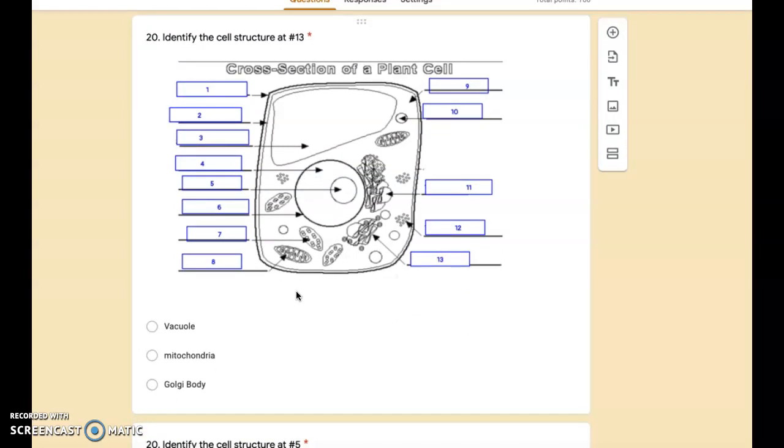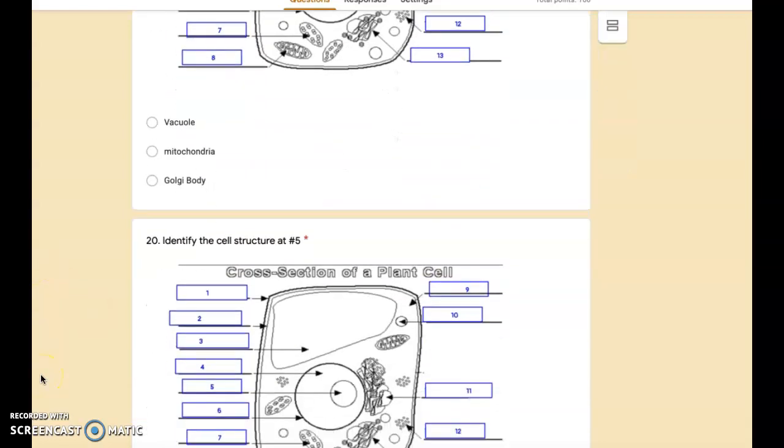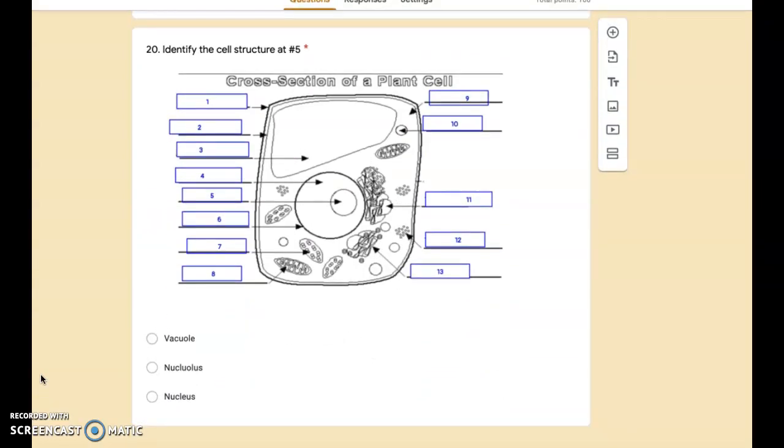Number 23, identify the cell structure at number 13. So number 13 is the bottom right over here. It's like the post office. Is it the vacuole, the mitochondria, or the Golgi body? And the last one, identify the cell structure at number 5. So this is the center here that it's pointing to, the center circle. Is that the vacuole, the nucleolus, or the nucleus?